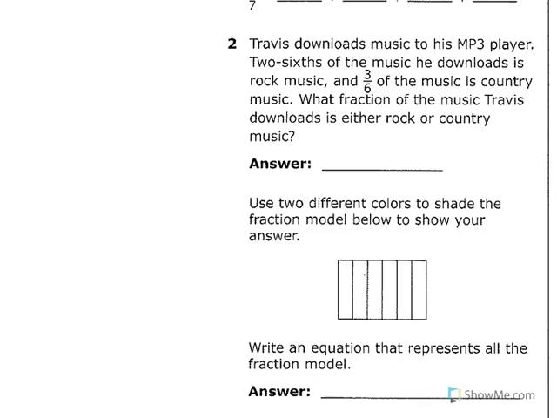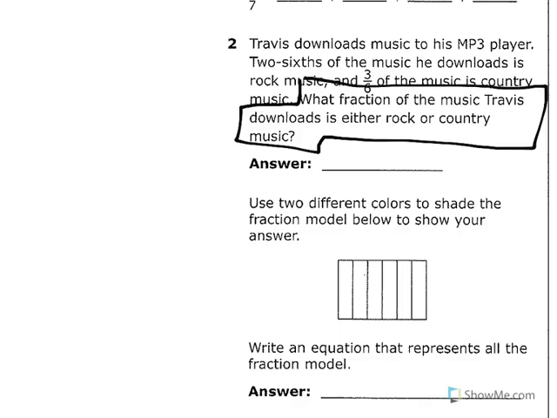Question number 2. Travis downloads music to his MP3 player. 2/6 of the music he downloads is rock music, and 3/6 of the music is country music. What fraction of the music Travis downloads is either rock or country music? Really important, we need to box in the question. And we're saying, what fraction of the music Travis downloads is either rock or country music?